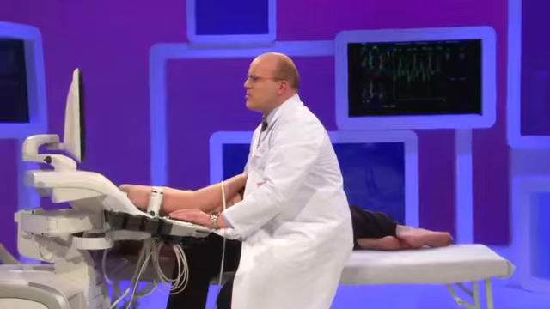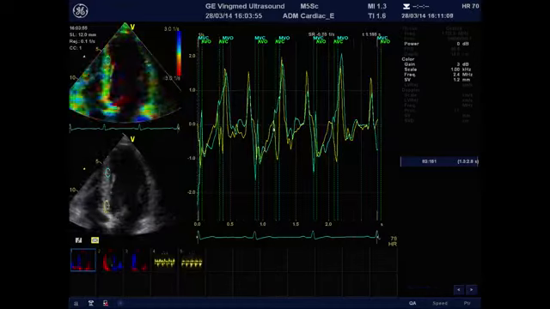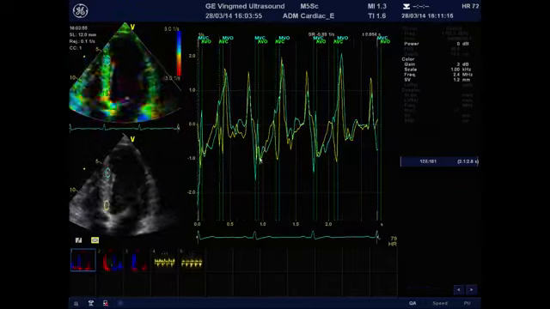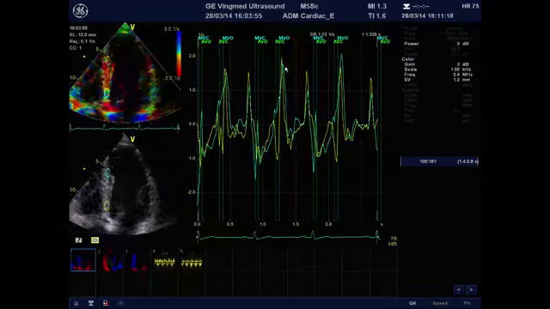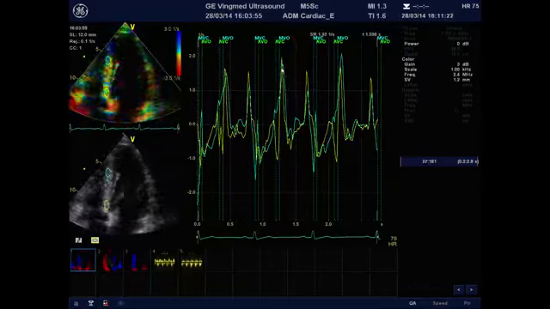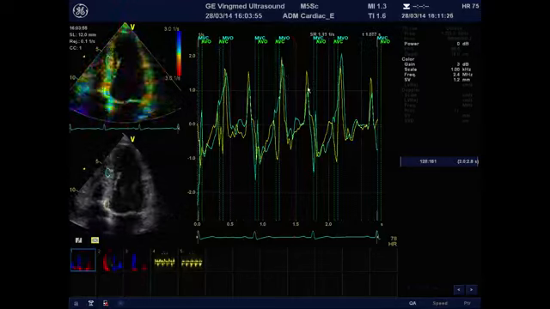The strain rate curves look a bit similar to the velocity curves, but inverted. So we have negative peaks during systole, and this is because the myocardium in longitudinal direction is shortening during systole. And we have positive peaks during diastole, and this is because the myocardium is lengthening during the early filling and after atrial contraction.